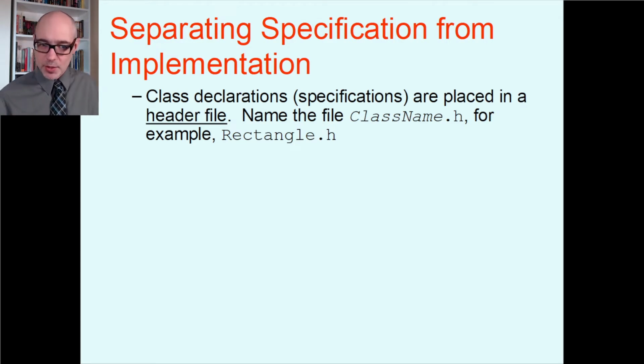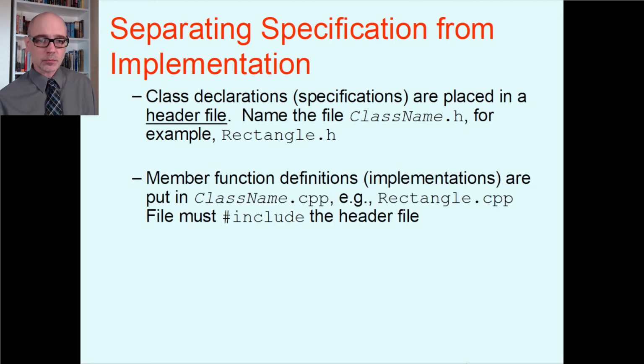So another question is, well, where does the code go? Well, the member function definitions, the actual implemented code, are put in what's called a source code file, which is going to be classname.cpp. For example, for my rectangle class, I would actually put the code in a file called rectangle.cpp. The things that actually do the setters and things like that.